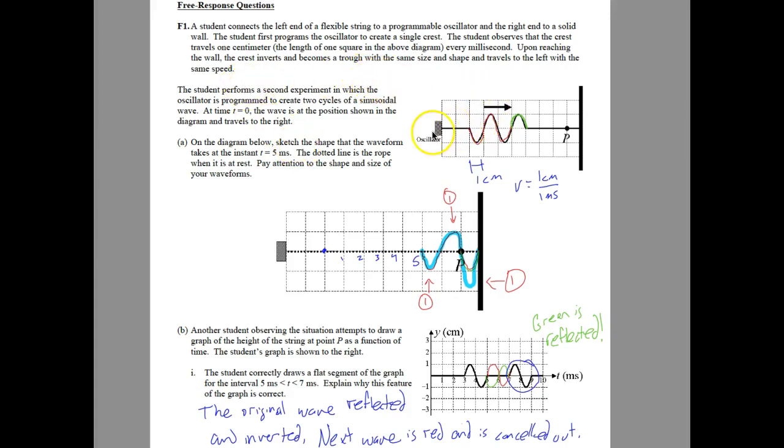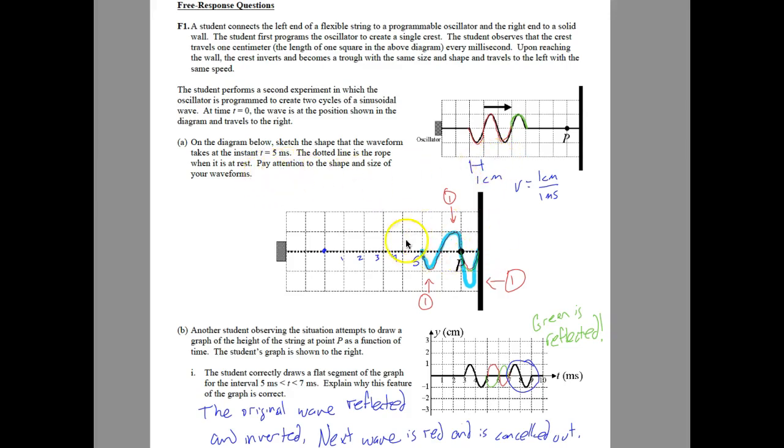You have a student who connects a string to an oscillator, and the other end of the string is connected to a wall. The student sees a crest of 1 centimeter and a trough of 1 centimeter as it travels across. So the crest goes first, followed by a trough, followed by a crest and a trough, and it keeps going. This 1 centimeter crest or trough was moving to the right with a speed of 1 centimeter per millisecond. So every millisecond it moves 1 centimeter to the right.